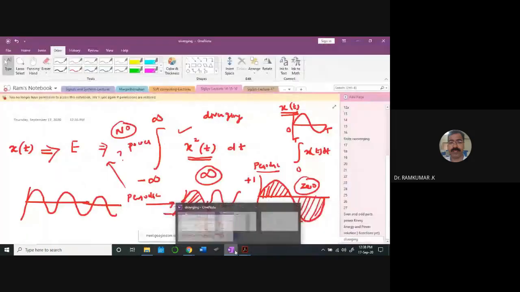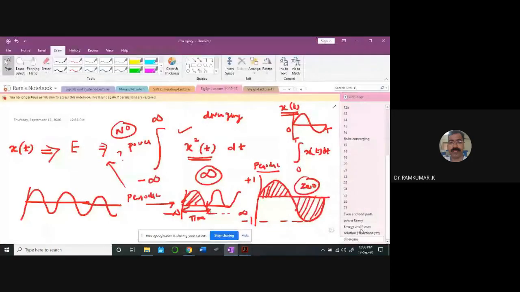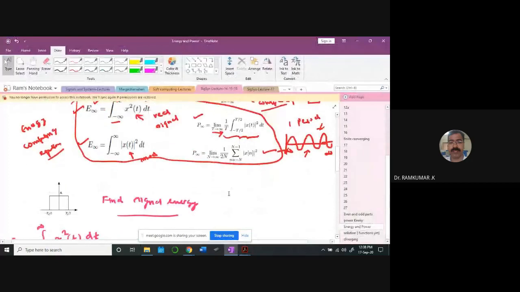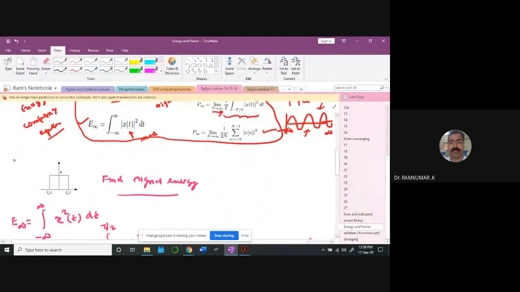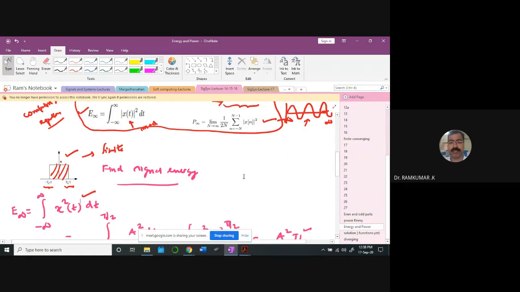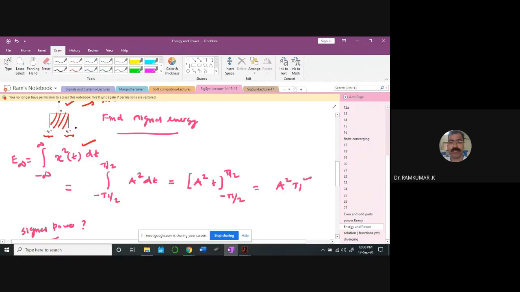Look at this signal. This is not periodic. It exists between minus t1 by 2 and plus t1 by 2, so definitely the area is something very finite. So I can compute the energy of this signal comfortably by putting x square of t. What do I get? I get the integral of A square dt from minus t1 by 2 to t1 by 2.